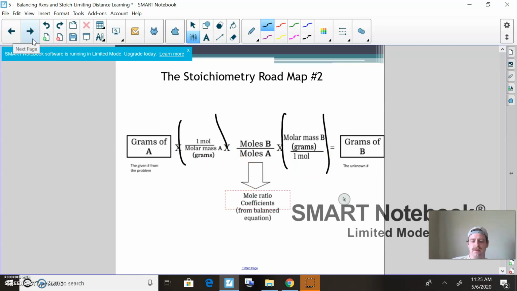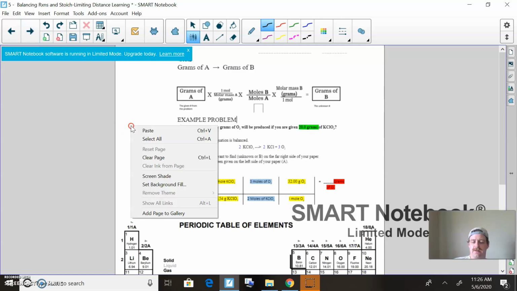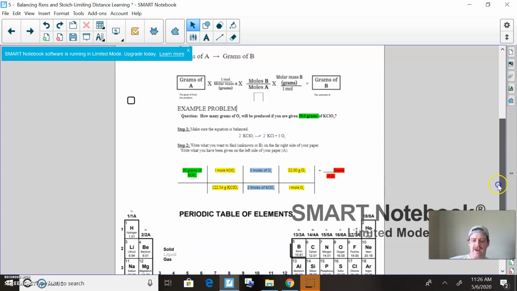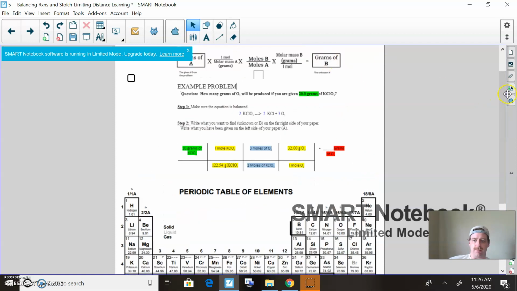All right, and the easiest way to teach you guys this is just to do problems. And here's an example problem that is on your worksheet that you will see. You're going to need your periodic table. There's an attached periodic table in there as well. And just let me walk you through this map.